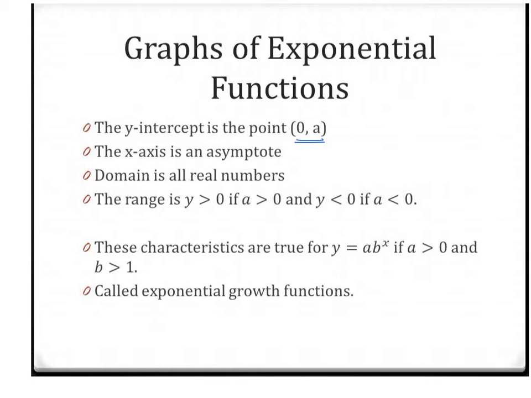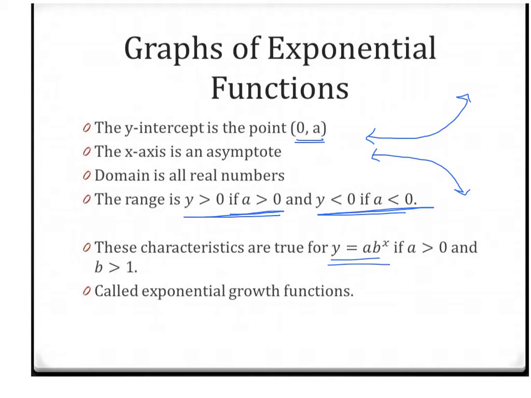Now for range, y is going to be greater than 0 if a is greater than 0, or y is going to be less than 0 if a is less than 0, meaning if this turns up like that, or this turns down. And these characteristics are true only for y equals ab to the x if a is greater than 0 and b is greater than 1. So something to keep in mind there. These are called exponential growth functions. So let's actually graph one.